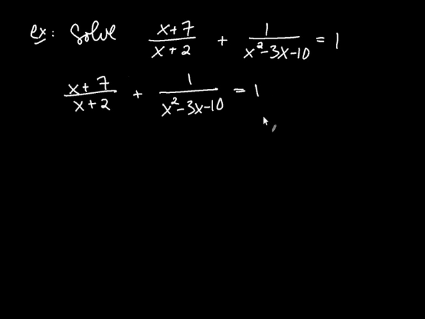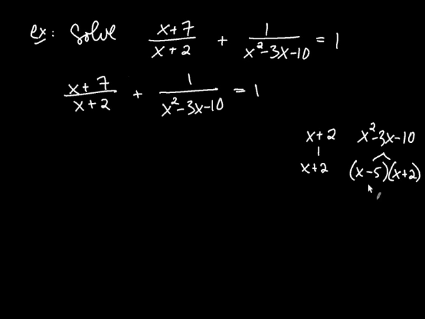Okay, so the first step we're going to do is we're going to clear these fractions. And so to do that, we have to find an LCD. So to find an LCD, what you do is you take the denominators, so you take x plus 2, and you also take the other denominator, x squared minus 3x minus 10, and you factor those. So x plus 2 is a prime polynomial, so it's just going to remain x plus 2. And x squared minus 3x minus 10 can be factored as x minus 5 multiplied by x plus 2.